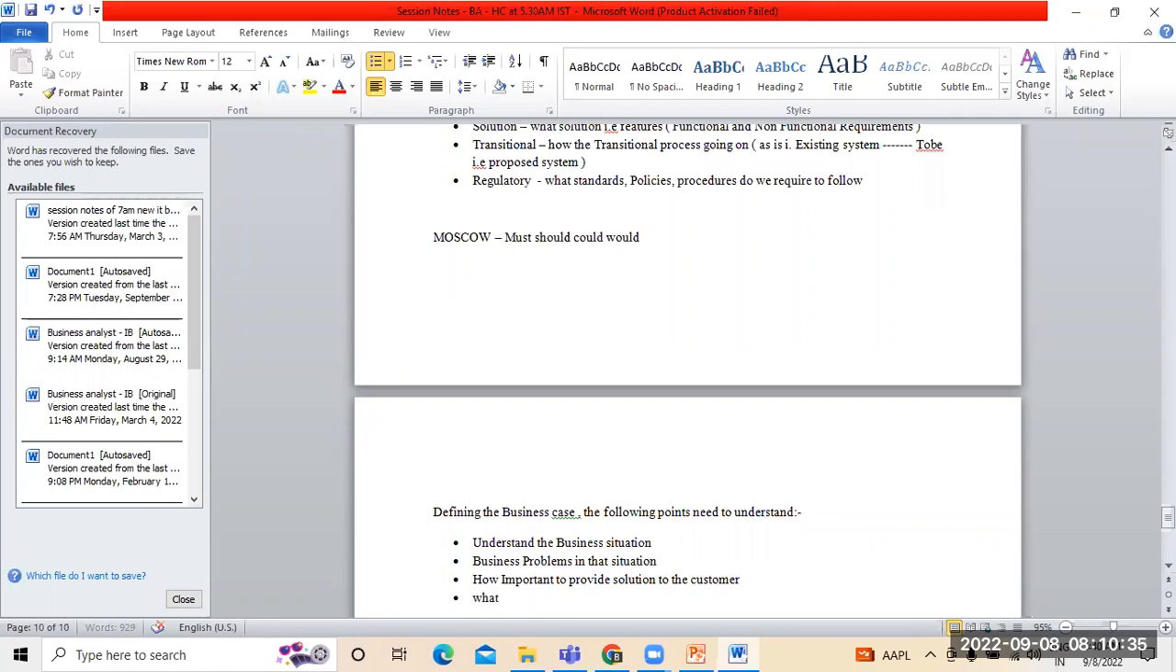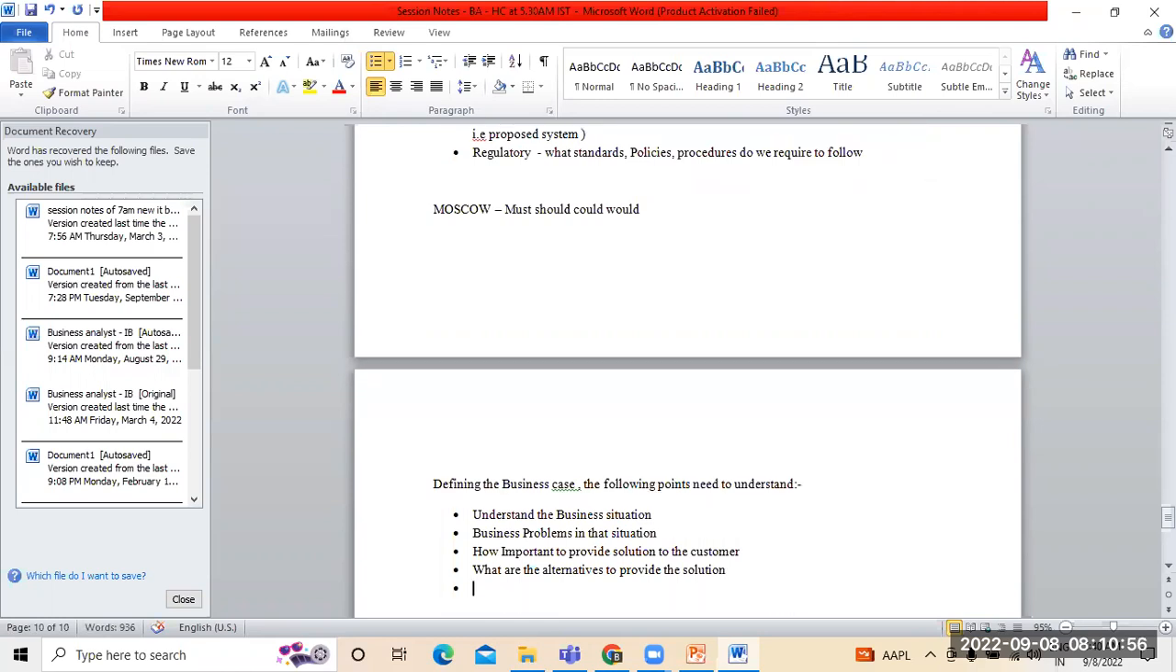What are the alternatives to provide the solution? Next, who are the beneficiaries? Who are going to benefit out of this?